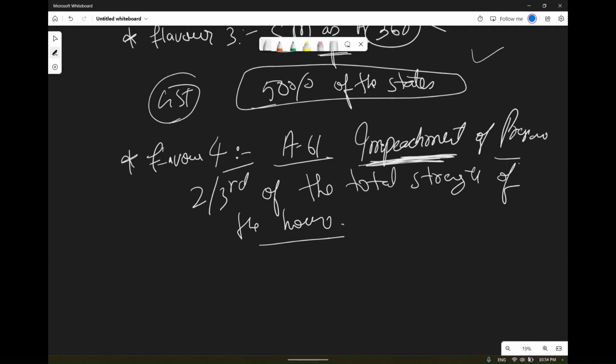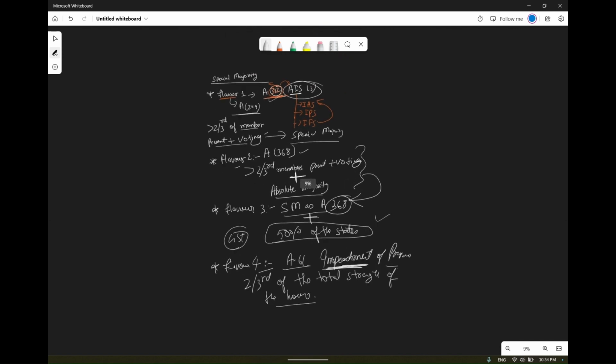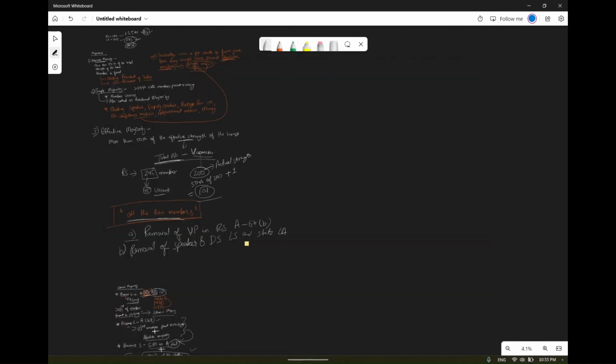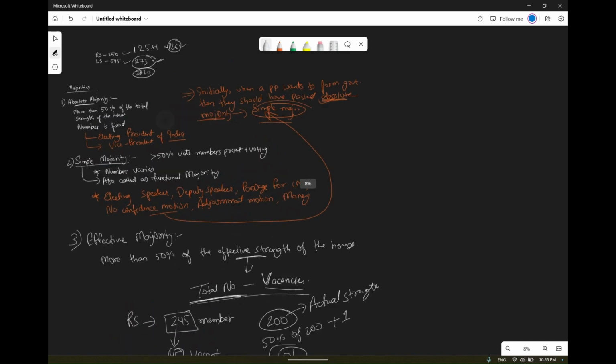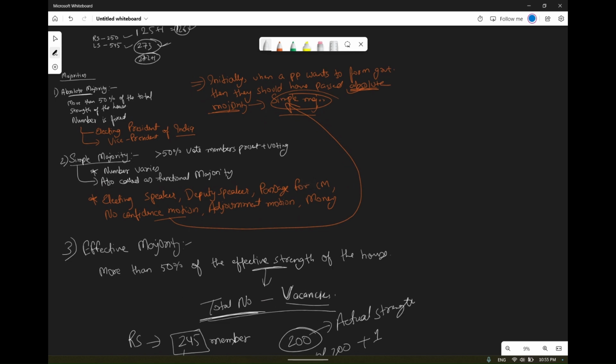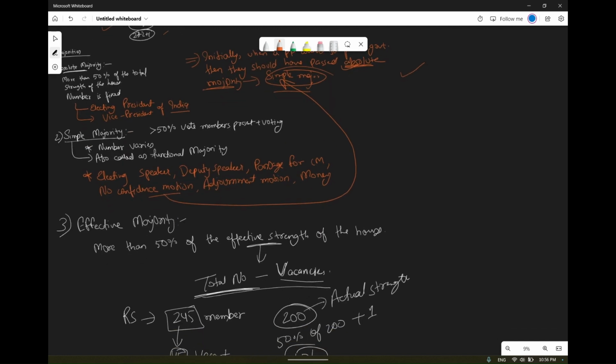I hope this concept of majority is pretty much clear for everyone. I forgot one thing: a revision of what I have taught. We discussed absolute majority first. In an absolute majority, more than 50% of the strength of the house is required. Let us suppose for the Rajya Sabha 250, then 126 is required. If Lok Sabha is 545, then 273 is required. Absolute majority is used for the election of president and vice president of India.